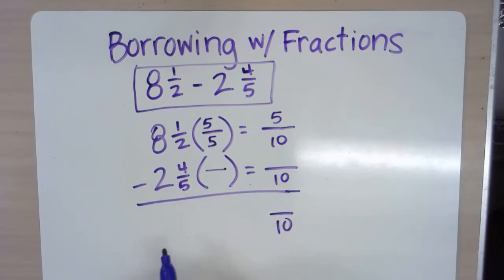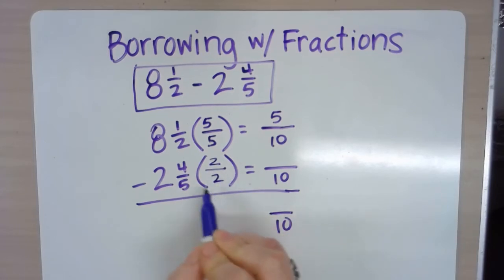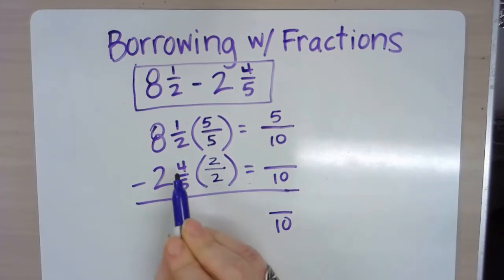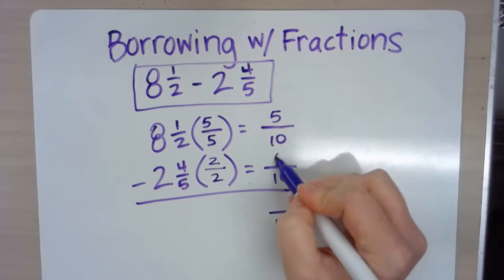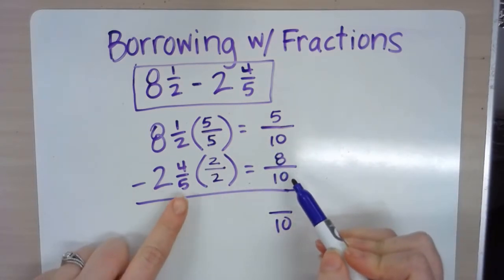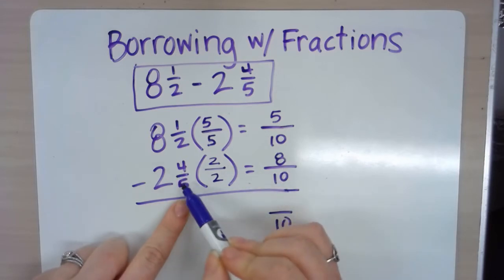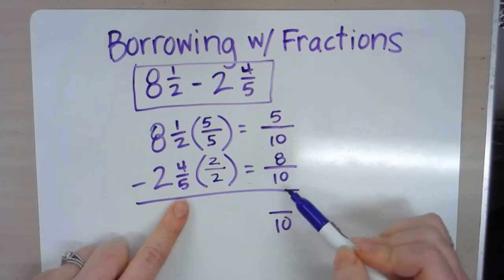This is a missing factor problem. 5 times what gives me 10? Well, that's 5 times 2. Whatever I do to the bottom, I must do to the top. 4 times 2 gives me 8. Now, I've created another equivalent fraction. 4/5 is equal to 8/10.